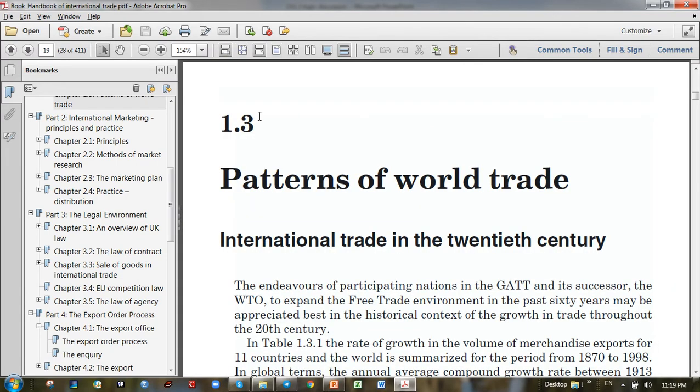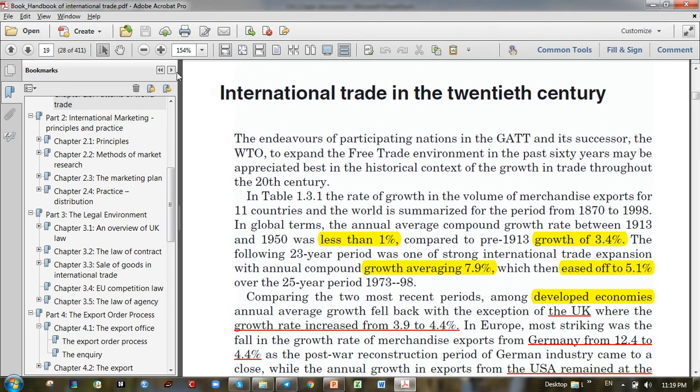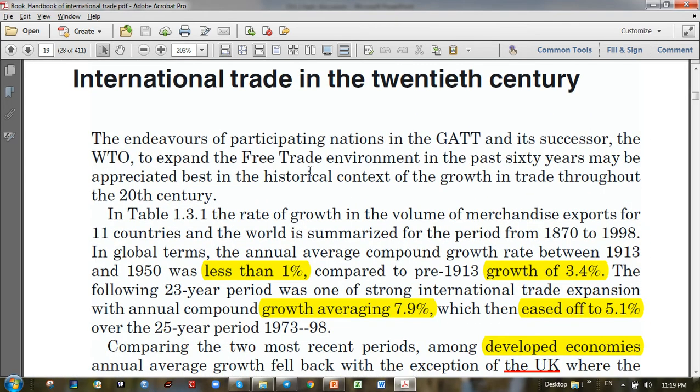Yes, this is the textbook. Patterns of trade, the first international trade in the 20th century. You can read this.